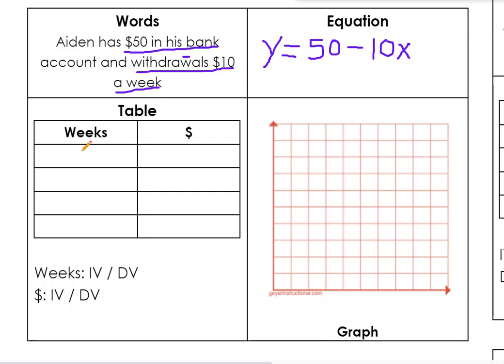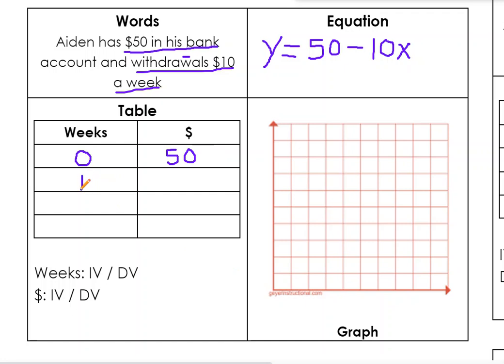Let's figure this out. Let's find out some weeks. So at 0 weeks, how much money does he have in his account? Well, I would plug 0 in for x. 10 times 0 is 0. 50 minus 0 is 50, right? So I would still have $50 in my account, right?